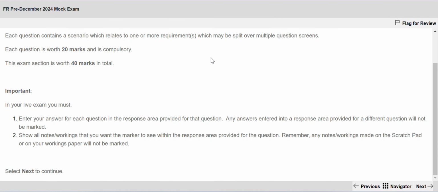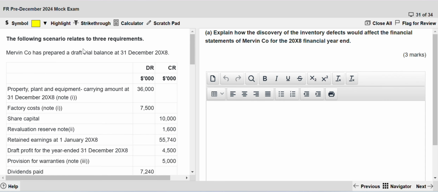So next we are going to do Section C. In Section C, there are a total of 2 scenarios worth 20 marks each, and it is compulsory. The section is worth 40 marks in total. So let's look at this situation here.